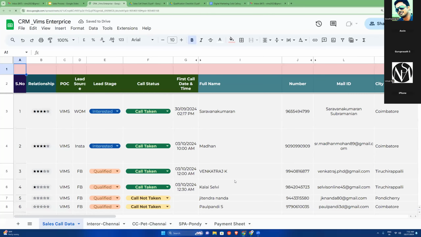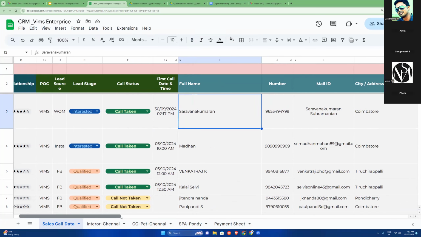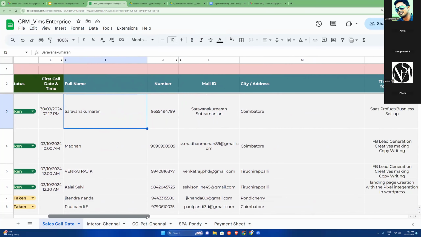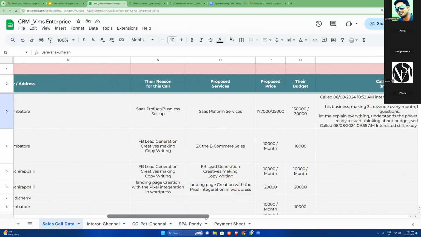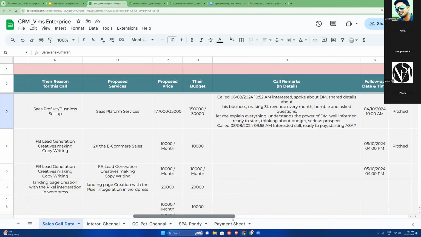And the final thing is sales CRM. Currently I'm using this type of CRM for my customers. The CRM includes what type of relationship, who is the point of contact, and how the leads come, the lead stage, whether they are interested or not during the call. That type of drop-downs will be there. I will attach that CRM tool for you also. It includes who the customer is, the number, the customer details, the reason for the call, and what the perfect prospect is.